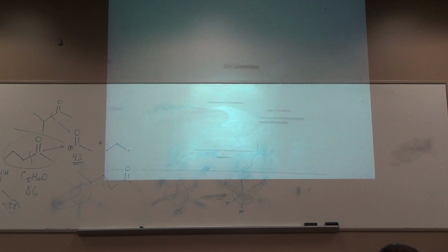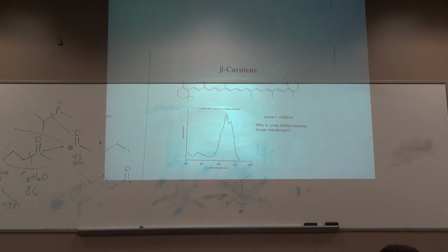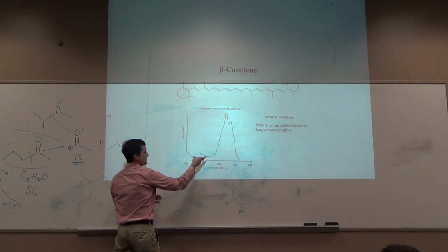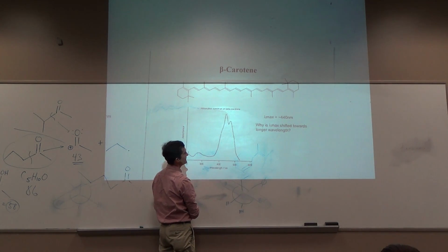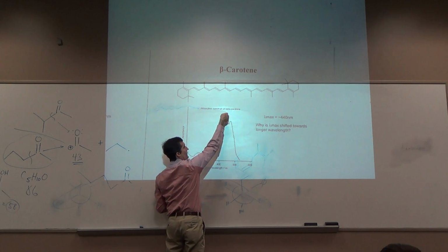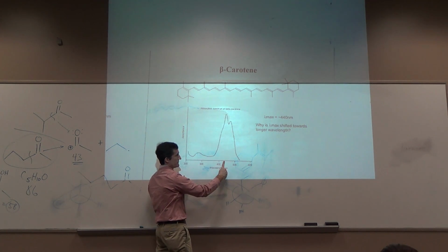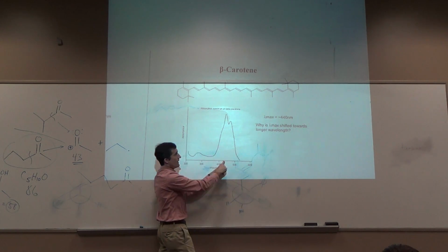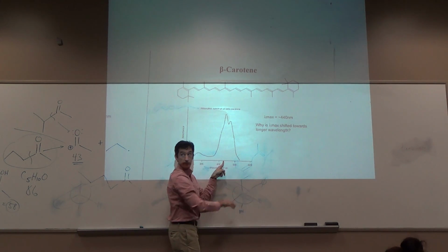On the other hand, let's look at beta carotene. Where do we see beta carotene? In a carrot. There's the structure of beta carotene. Here's the UV-vis. What's the lambda max here? Right there? What is that? 440. So this has moved to the right a good bit.